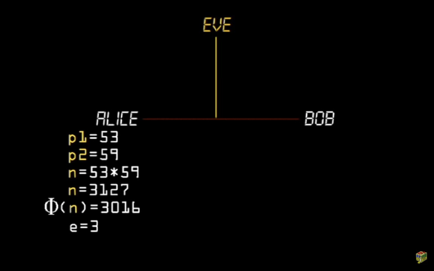3,016. Next, she picks some small public exponent e, with the condition that it must be an odd number that does not share a factor with phi n. In this case, she picks e equals 3. Finally, she finds the value of her private exponent d, which in this case is 2 times phi of n plus 1 divided by 3, or 2011.